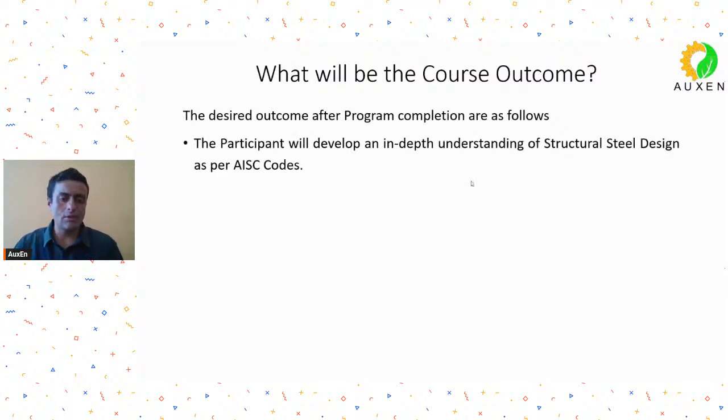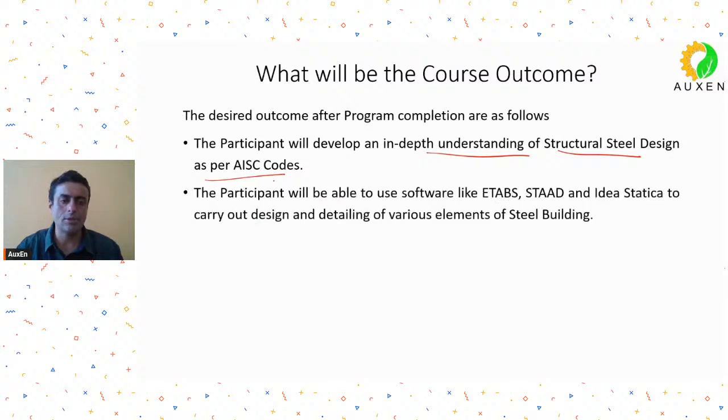At the start of every course, we list down the outcome, and then when we conduct the concluding session, we try and see if the outcome was met. So, what is the desired outcome? The participant after this course will have an in-depth understanding of structural steel design, as per the AISC codes.